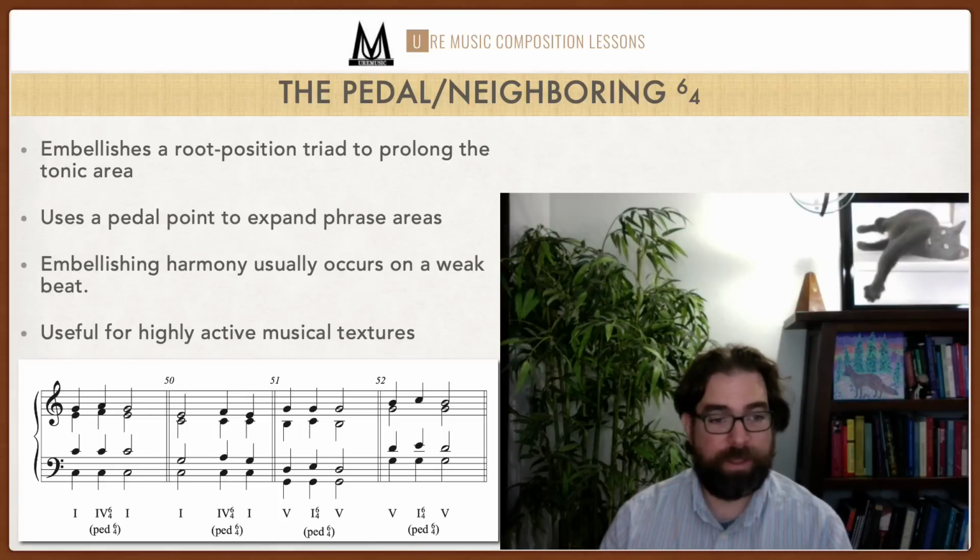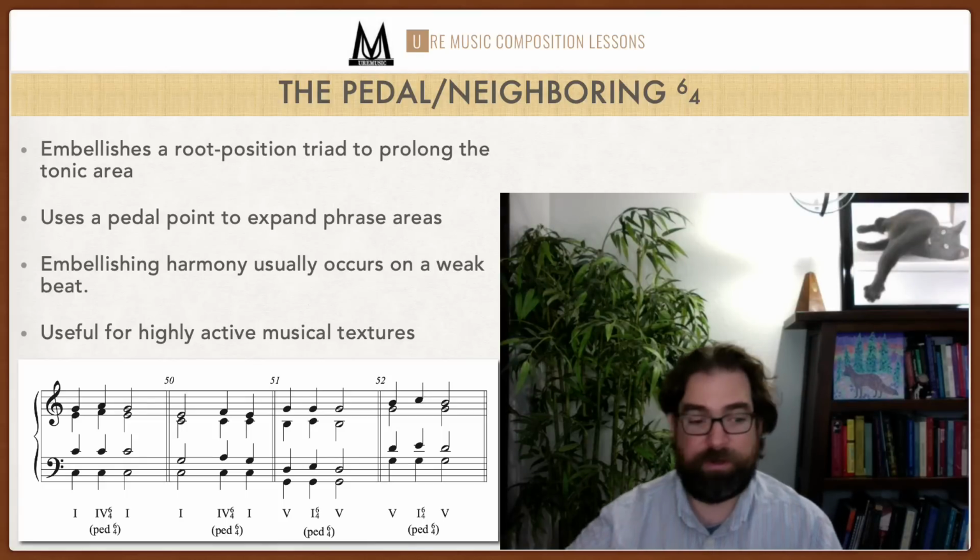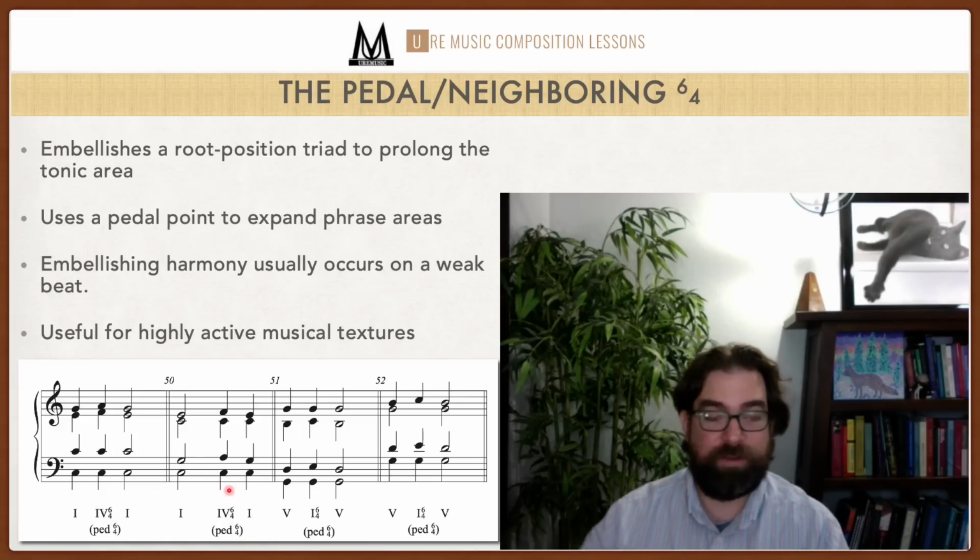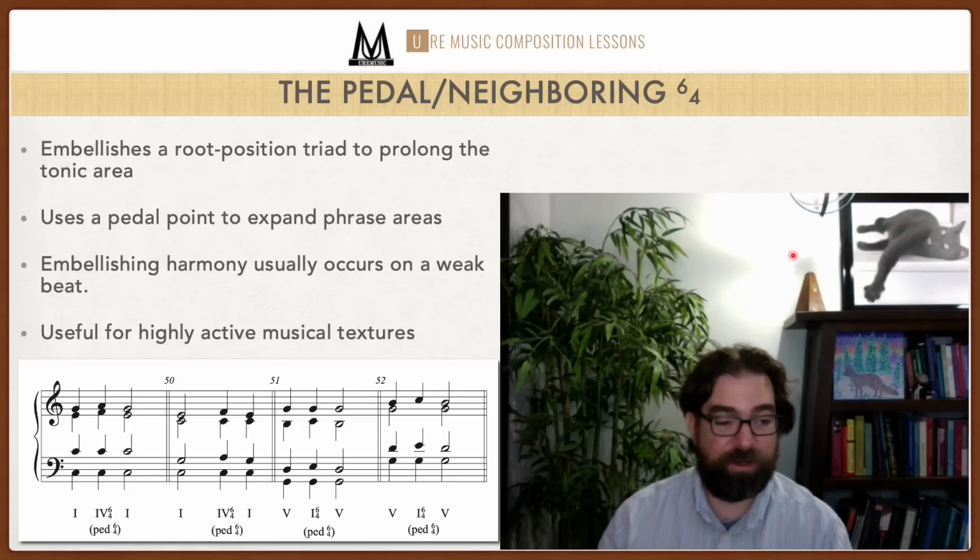So if we look at the pedal and neighboring 6/4 in measure 49 down here on the bottom of the screen, what we have is a 1 chord, it moves to a 4/6/4 and it comes down to a 1. In measure 50 we have a 1 chord, goes to a 4/6/4 and it comes down to a 1. So in these two instances we are embellishing this 1 chord with this really unstable 4/6/4 chord. So this just creates a way to embellish that tonic area.